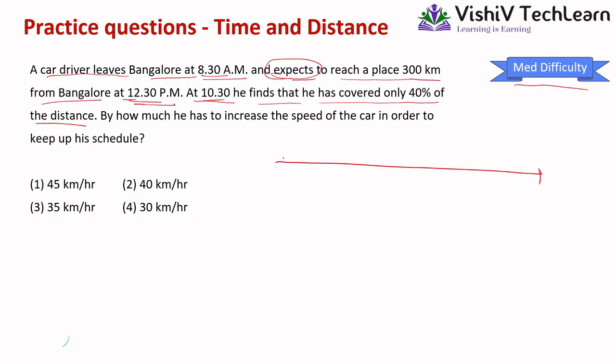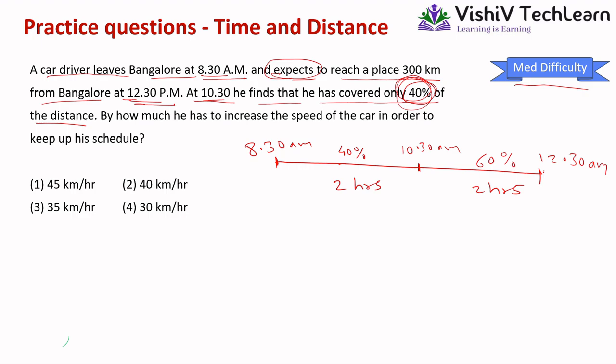We can draw it like this. Let's say this is 8:30 am. In between it is 10:30 am, and at the end it will be 12:30. So everywhere we can see a 2 hour gap. So if the driver leaves Bangalore at 8:30 and at 10:30, after 2 hours, that is half of the time, he should have covered 50%, but he has covered only 40%. 40% of the distance is covered and still 60% is remaining.